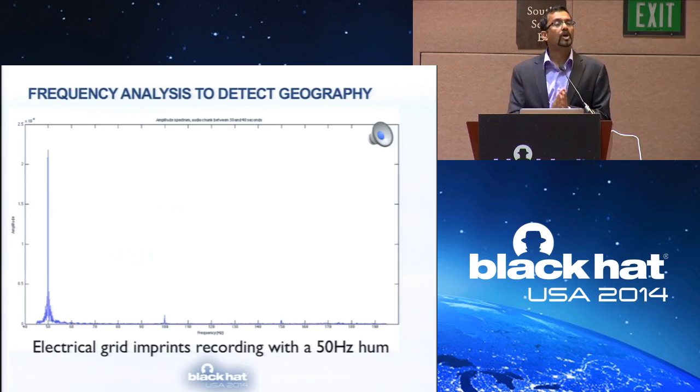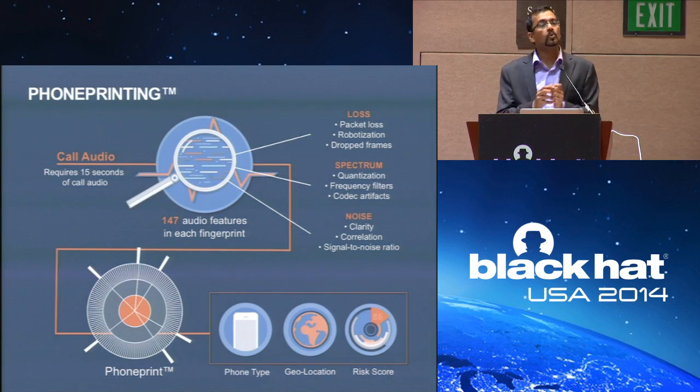In addition to the hum, you can look at other characteristics too. What kind of frequencies are in a call? Different networks allow and disallow certain frequencies. They cut off frequencies because of bandwidth constraints. With that said, that's the technique we're largely using.